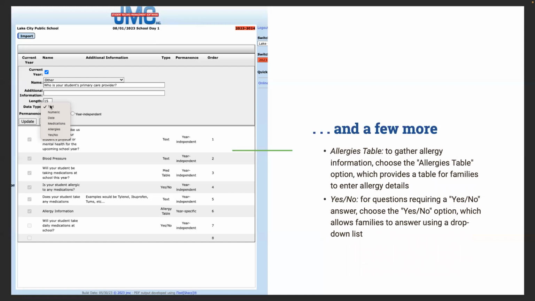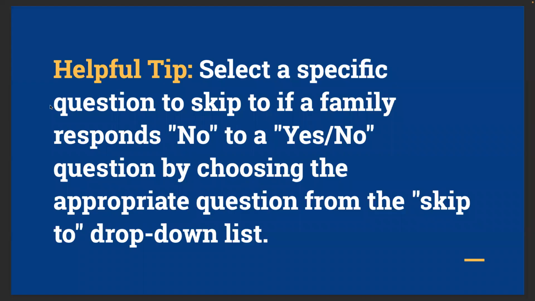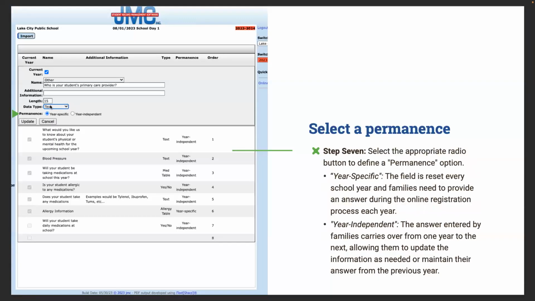And then you have yes or no questions. With that yes or no option, you have the ability to skip a question. So if the parent answers no, like, does your child take any medications at school, they answer no. If the next question is which medications do they take, it gives you the option to skip past that question to the next one that might be relevant to the family. And that's the helpful tip that I was just telling you. They can skip down to the next question in the list.